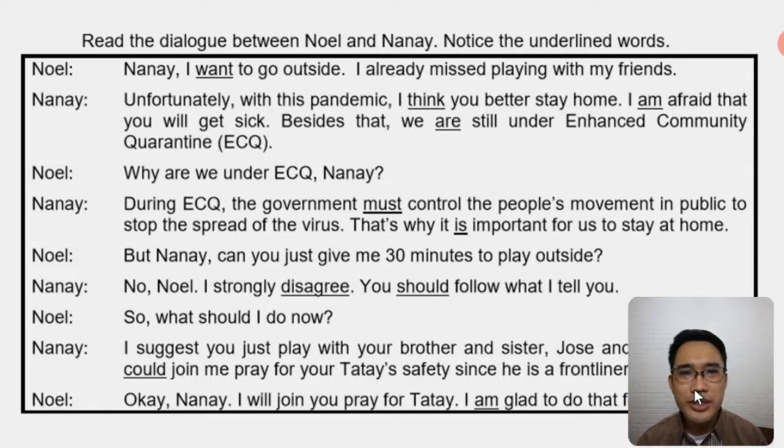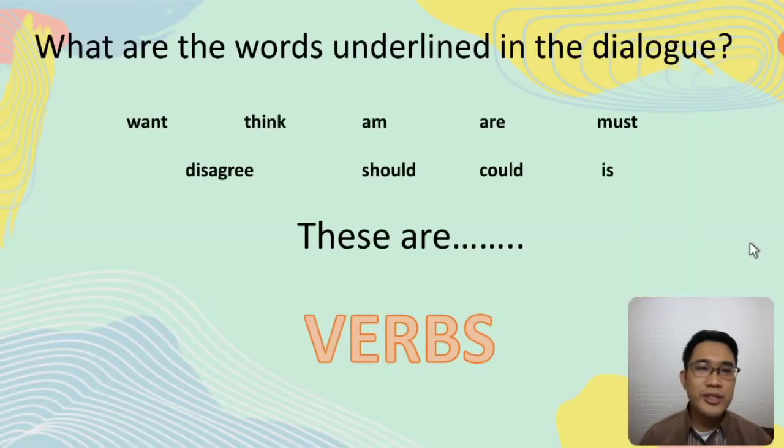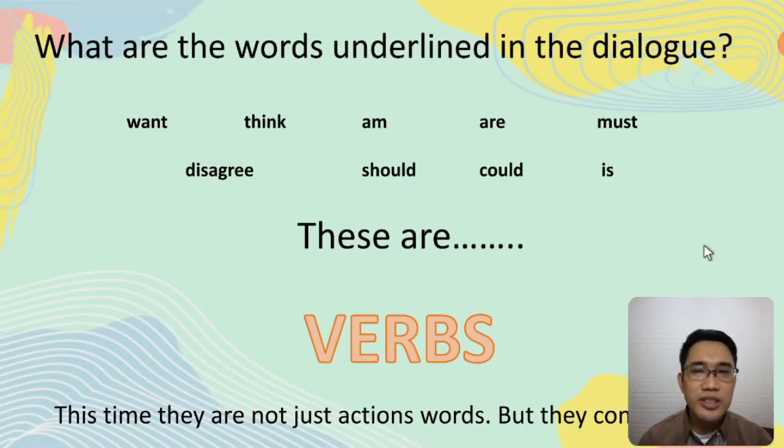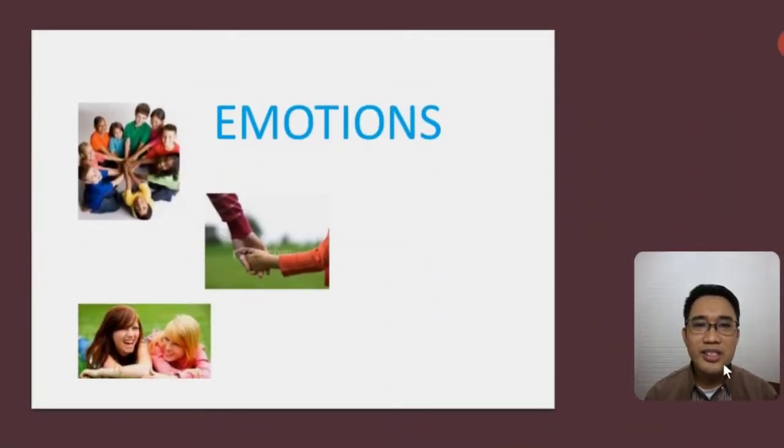Notice the underlined words: want, think, am, are, must, and so on. How do we call these words, guys? Let's see. These words are called verbs. But have you noticed in the dialogue, if you'll try to pause it, these verbs are not just action words or state of being words. They also convey emotions.